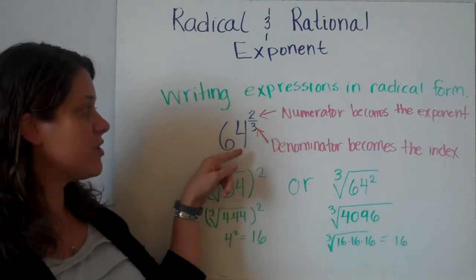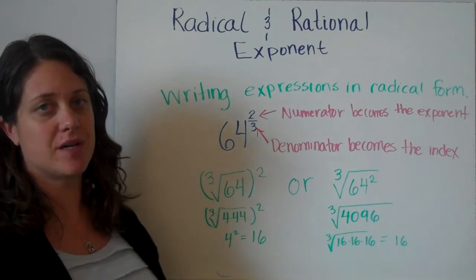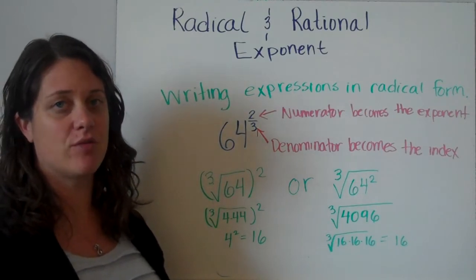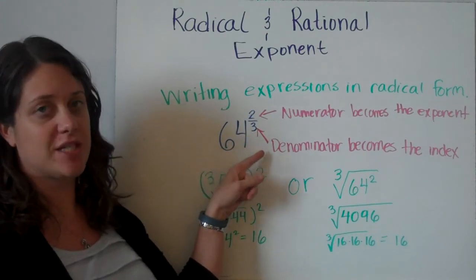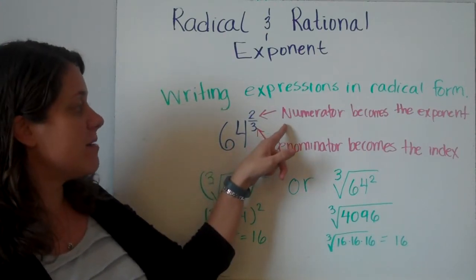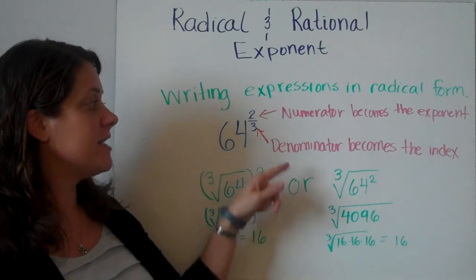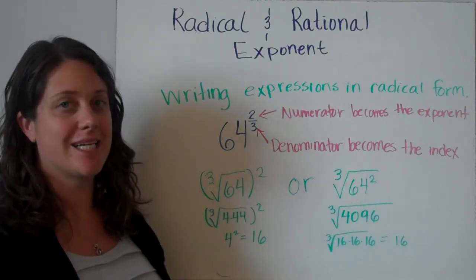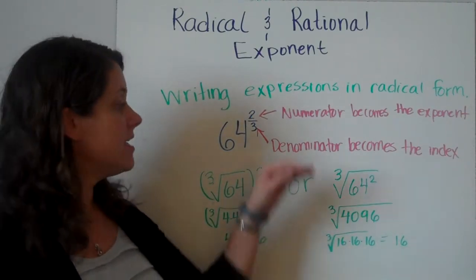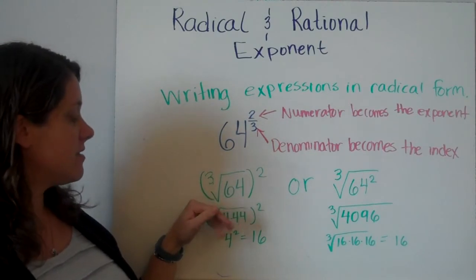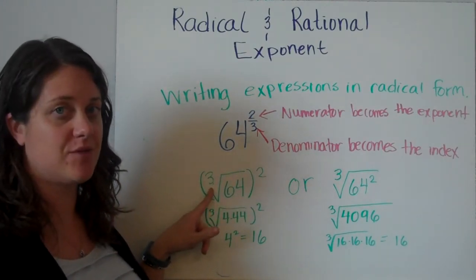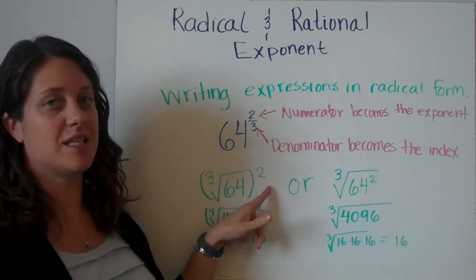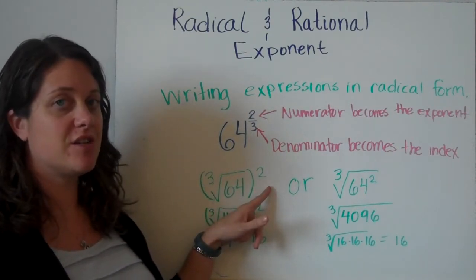When you have a rational exponent, remember a rational number is any number written as a over b. When you have a rational exponent in the form of a fraction, the numerator becomes the exponent and the denominator turns into the index. So you're going to rewrite it like this. You can see that the denominator of 3 becomes an index of 3, and then you raise that to the second power. And you can actually write it either way.